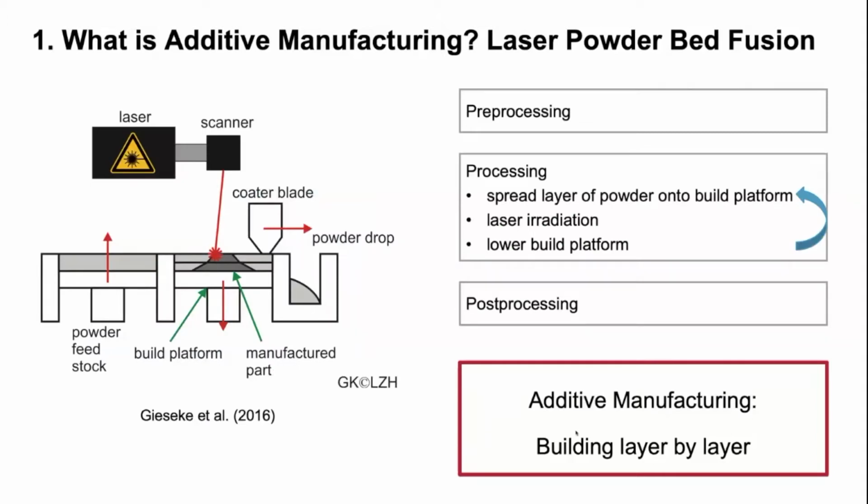The processing consists of 3 steps. Of course, first we have pre-processing, afterwards post-processing, but the general processing is an iterative process. We spread a layer of powder onto the build platform from the powder feedstock. Then we have laser irradiation of the desired portions of our powder bed. We lower the build platform once a layer has been processed, and this process is repeated and repeated until a 3-dimensional part is built.